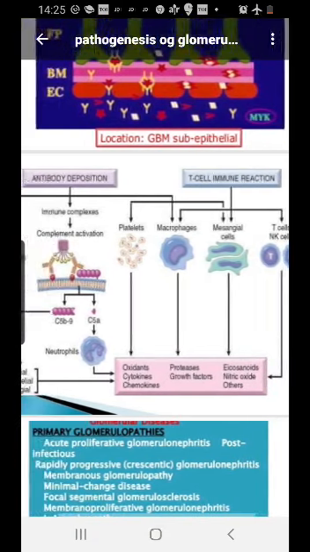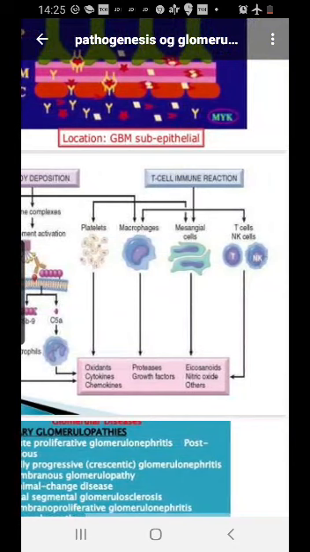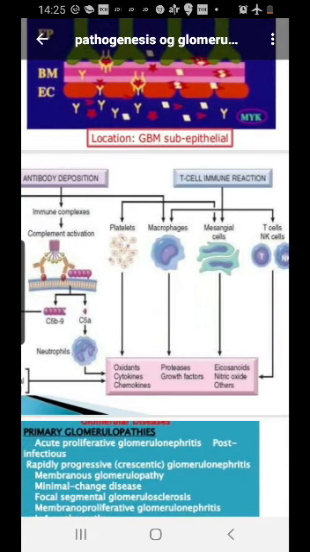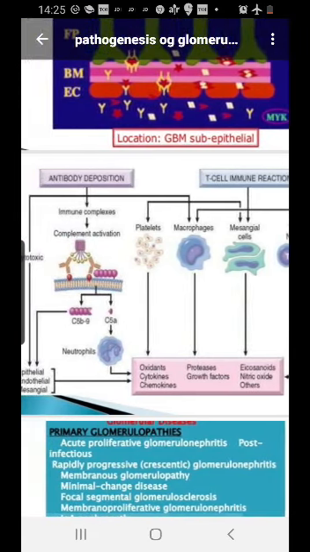Now if it is a T-cell immune reaction, there is involvement of platelets, macrophages, mesangial cells, T cells and NK cells. Platelets release oxidant cytokines. Macrophages will release proteases and growth factors. Mesangial cells and NK cells will secrete NO or eicosanoids, which help in the injury of the basement membrane. Now I'll go back to the same slide as above.